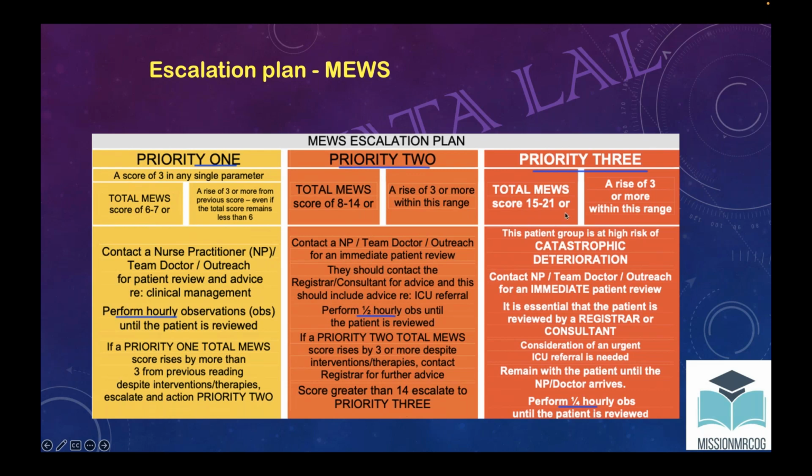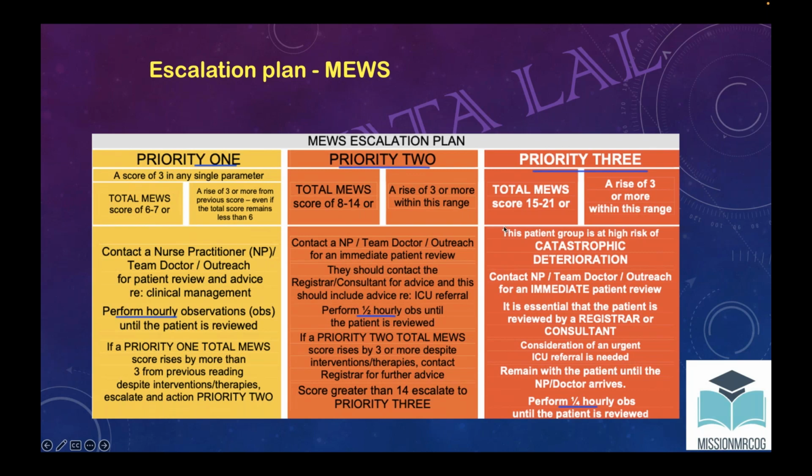And if the total score is so high, that means 15 to 21, then this is an emergency, a catastrophic deterioration is going to happen. The patient has to be seen very urgently by a registrar or consultant, or ICU referral is required. And the patient will be seen every 15 minutes by the attending staff, unless the patient is reviewed by the team doctor, consultant or registrar. So this is priority 3. So this is the escalation plan.